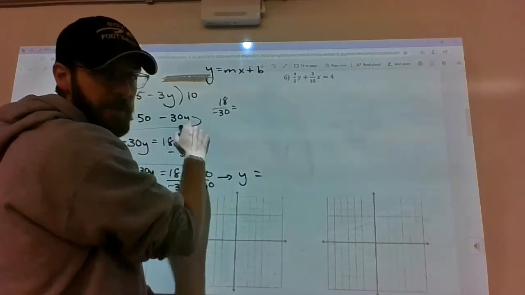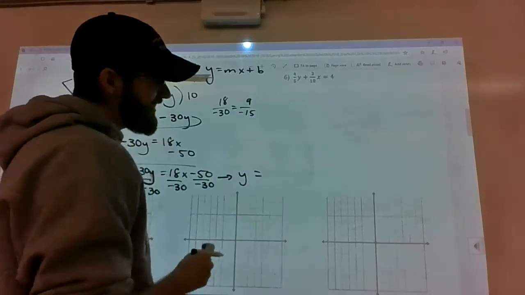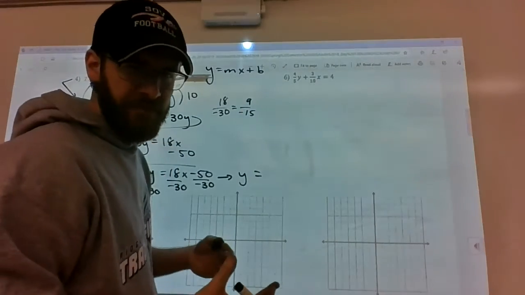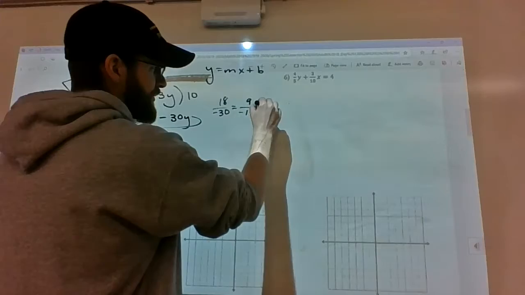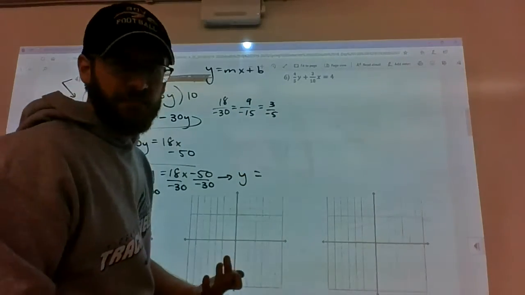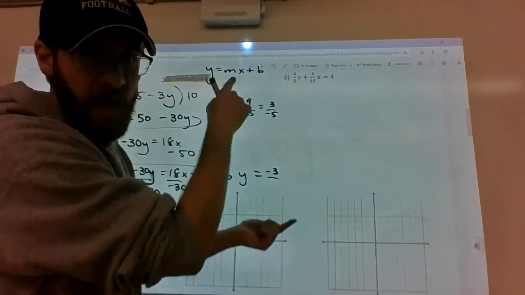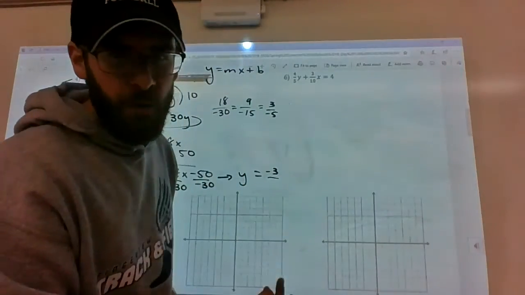You can cut the top and bottom in half. You get 9 over negative 15. And then hopefully you recognize that a 3 divides both the top and the bottom. 9 divided by 3 is 3. Negative 15 divided by 3 is negative 5, so it's negative 3/5 x. I can interchange the negative on either the top or the bottom. Just make sure it's not on both.